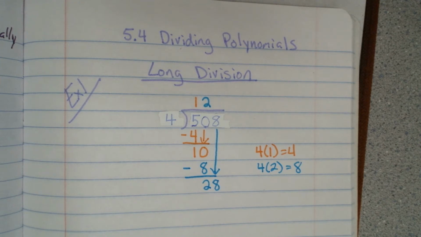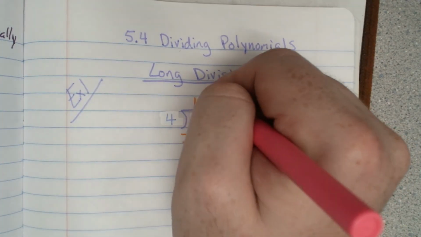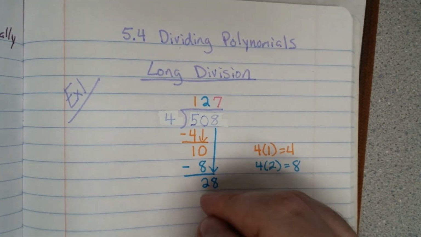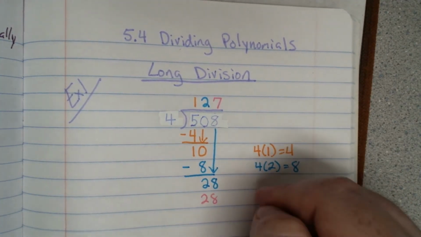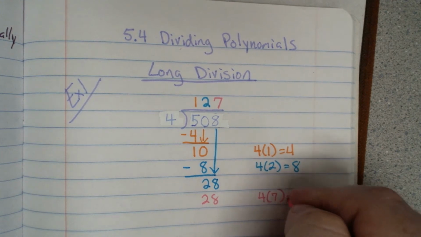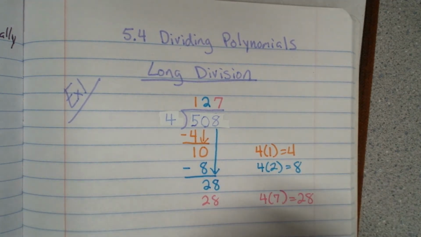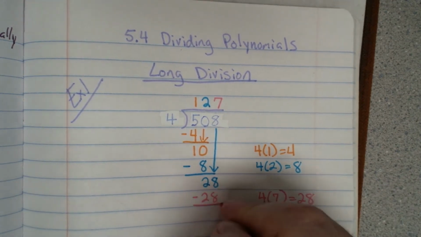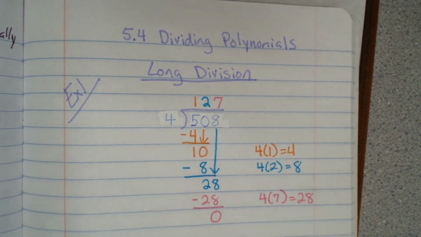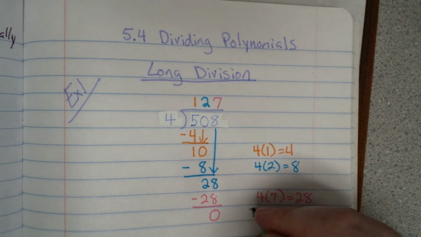Now we're going to ask ourselves how many times will 4 go into 28? If you are pretty good with your factors, you know that 4 goes into 28 7 times. 7 times 4 is 28. So I'm getting that as 4 times 7. And when I subtract, I get 0. That 0 is just there to tell me that there is no remainder, or the remainder is 0.